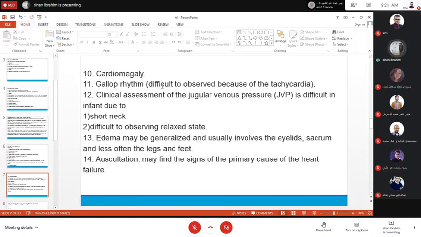So this is a distinctive sound when you hear the gallop rhythm, the fourth heart sound. We should think of heart failure. And also clinical assessment of jugular venous pressure in these patients is usually difficult in infancy because of the short neck and difficulty of getting the patient to be relaxed.